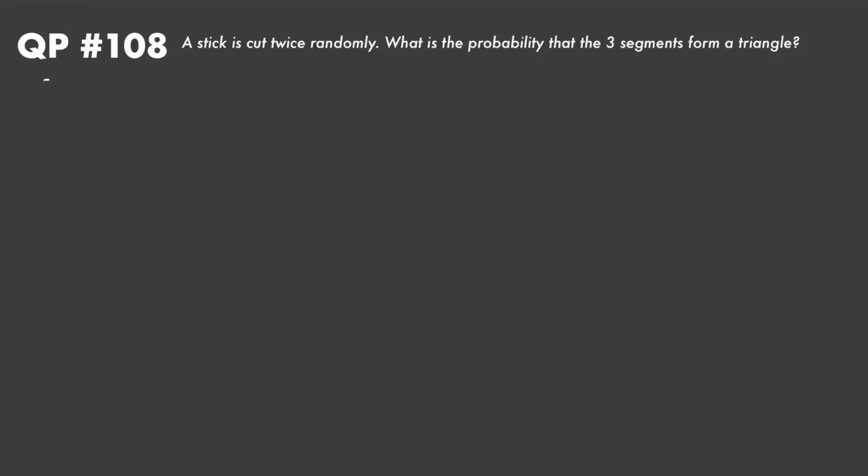Hello everyone, today let's take a look at QP108 asking us: if a stick is cut twice randomly, what is the probability that the three segments form a triangle? So I have a stick that looks like this, let's just say it's of length L, and I cut it twice randomly, so I'm applying a uniform distribution, so maybe I make a random cut here and a random cut here. So now my stick is broken at these 2 points, and now I have 3 different line segments, so can I form a triangle with these 3 line segments?